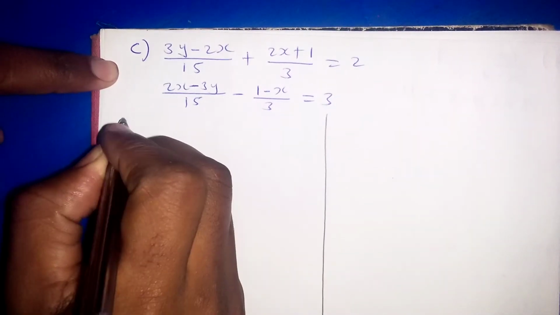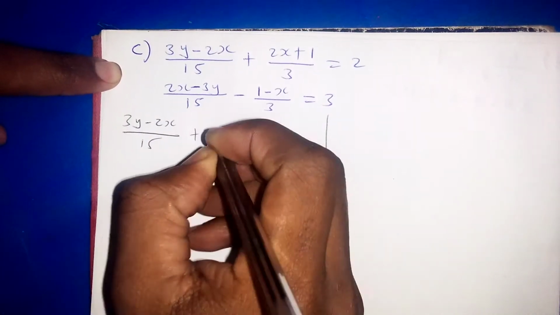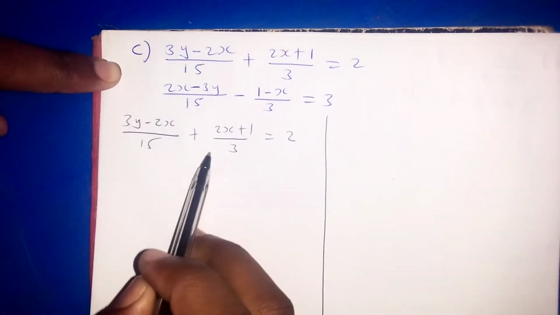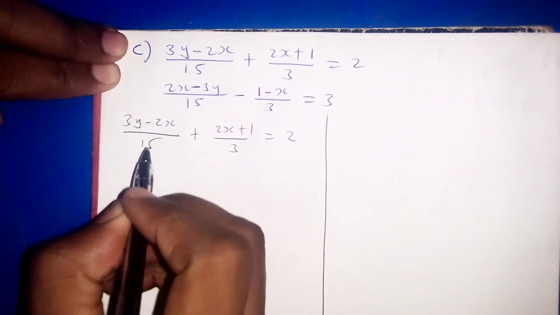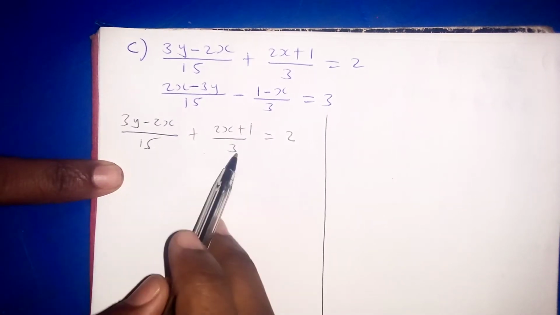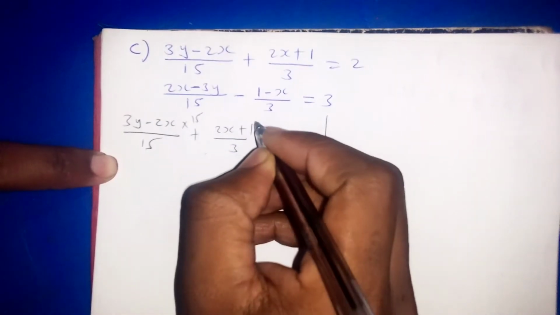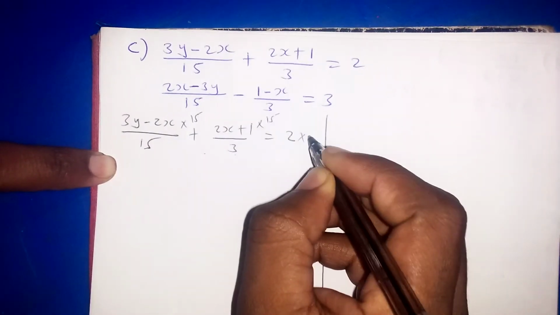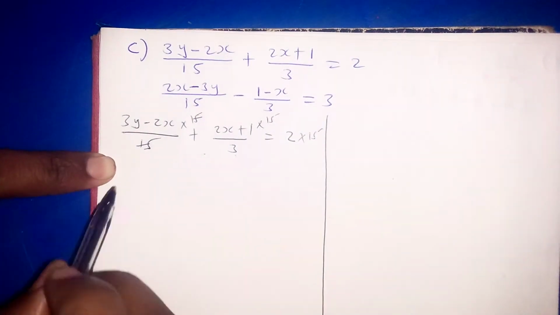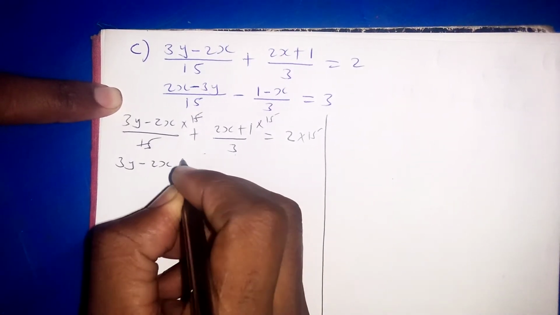So the first equation was (3y minus 2x) over 15, plus (2x plus 1) over 3, is equal to 2. The first step is to eliminate the fractions by multiplying each and every term by the LCM. The LCM of 15 and 3, of course, is 15. So I'll multiply this term by 15, this term also by 15, and this term also by 15. The 15 and 15 will cancel out, so this will remain 3y minus 2x, then plus.